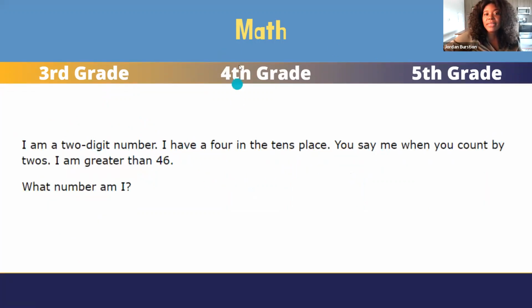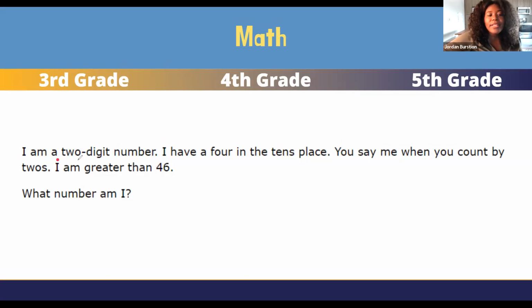So this is a bit of a riddle, but I think we can work through it together, even though it's for 3rd graders. So it says, I am a 2-digit number. I have a 4 in the tens place. You say me when you count by 2s, and I am greater than 46. What number am I? Oh, wow. Okay, so this seems a little complicated, but they gave us a lot of hints to help us out.